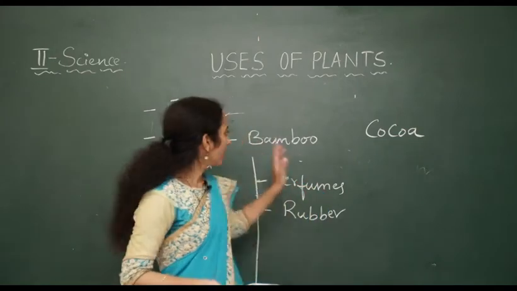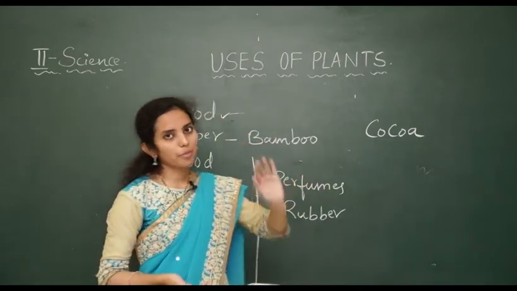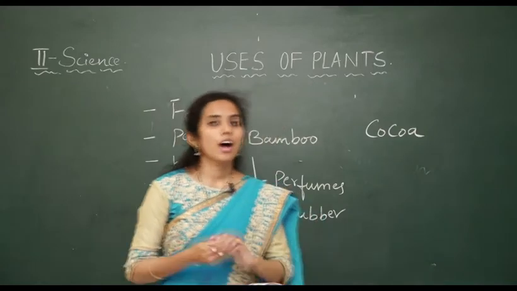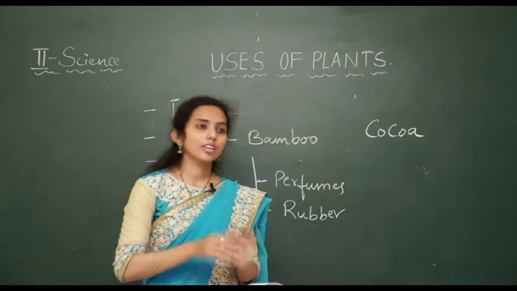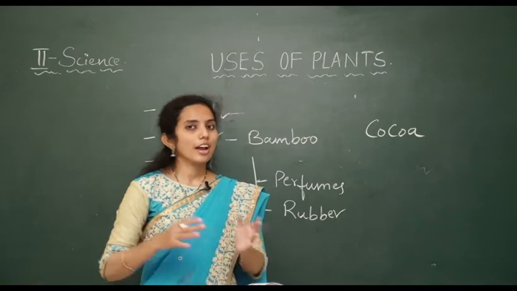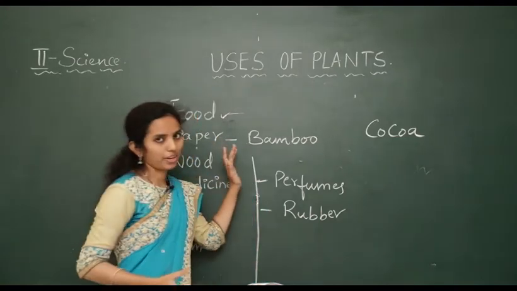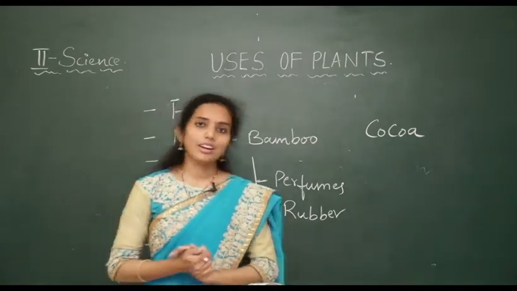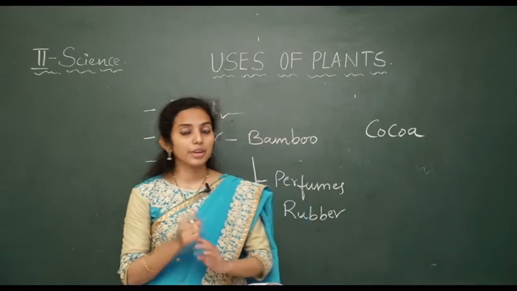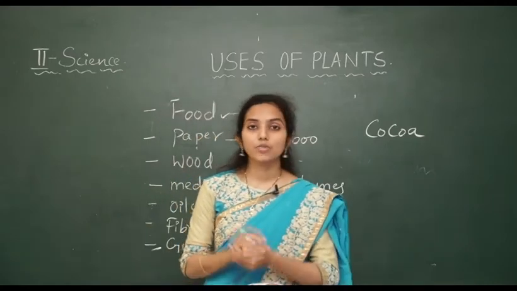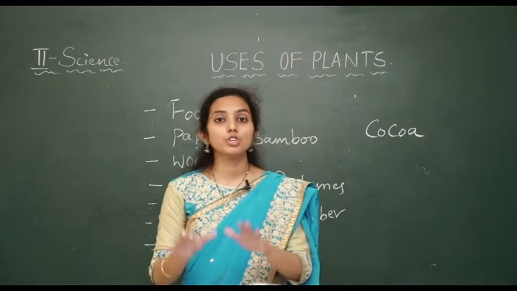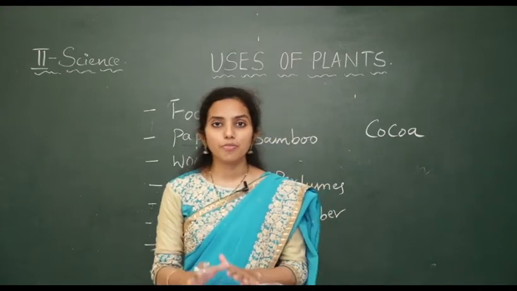So paper we get from the bamboo. From the bamboo plant, paper is obtained. After cutting the bamboo plants, it undergoes some procedures, and the final product is paper, which we use for our daily purposes. Especially being students and teachers, we should respect paper. That is, we should make the best use of paper.